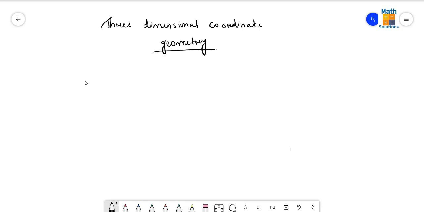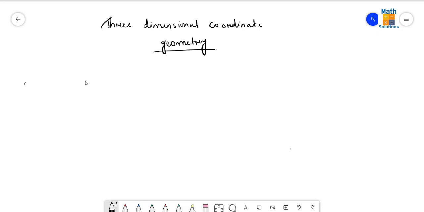Hello everyone. Through this video we are going to discuss the concepts of three-dimensional coordinate geometry, and I'm going to pick up some important questions from the exercises. So here in this case, three planes are considered to intersect at a point O such that these three planes are mutually perpendicular to each other.